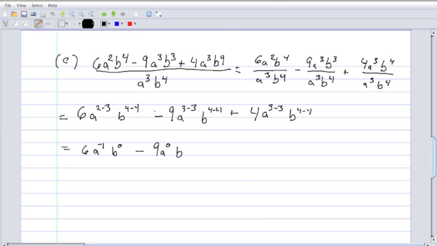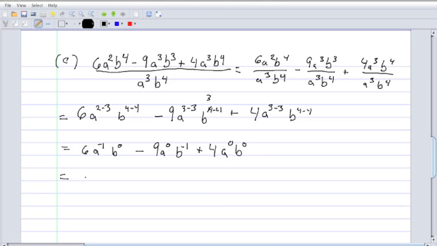Alright, so this is where I made my error. With this 9, I said a to the 3 minus 3. This is actually 3 minus 4. So this should be b to the negative 1. Okay. So now that I fixed that, if I continue doing what I was doing, this becomes plus 4 a to the, right here, this should have been a 3 and not a 4. Okay. So now I still have a to the 0, b to the 0. There we go. That makes more sense.